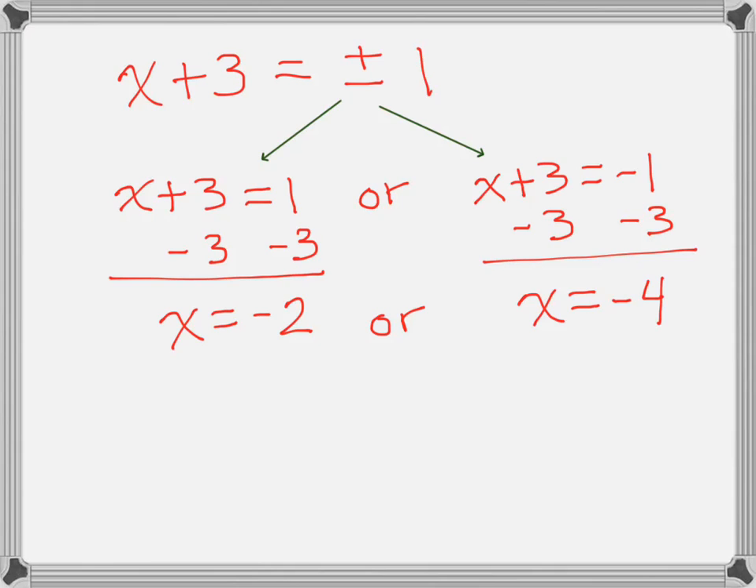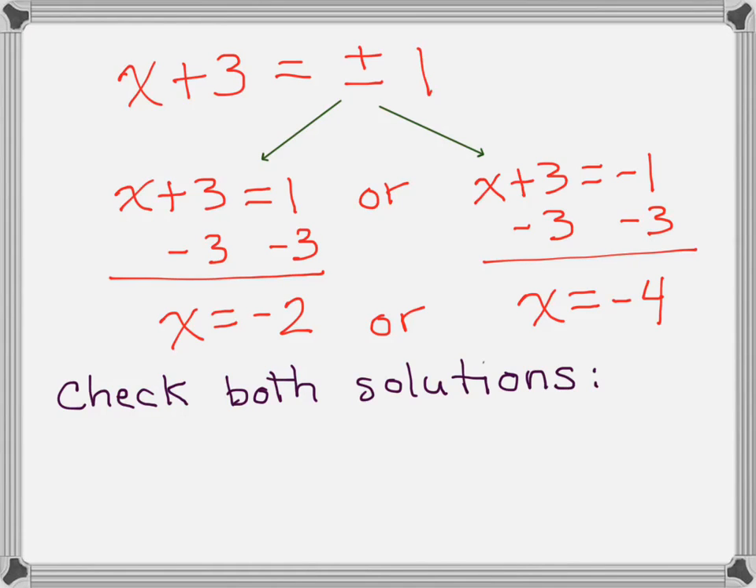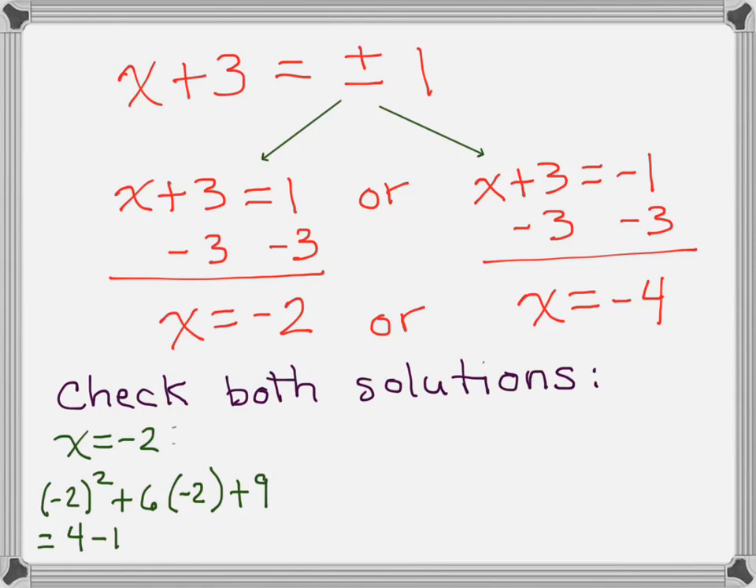What should we do? Yes, we should check it. So we're going to check both of our solutions in the original equation. So when x is negative 2, we're going to do negative 2 quantity squared plus 6 times negative 2 plus 9. That's the left-hand side of the original equation. And when we simplify it, we get 1, which is what we wanted it to be on the right side. So that worked. Let's try the other one.